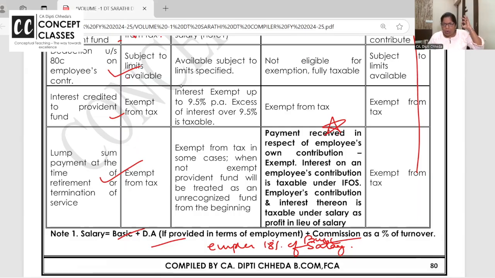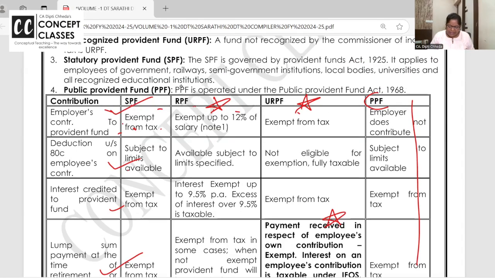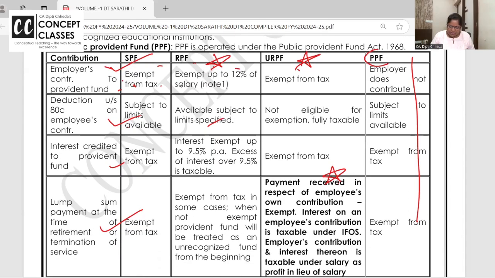Pay attention, very carefully, all of you. Employer has contributed 18% of the basic salary. Employee can contribute 12%, different 6%. It's not like that. Employer has contributed 18% of basic salary or 36%, his wish. Deduction allowed is 12% of basic, DA and commission. Clear? 80C deduction is allowed.